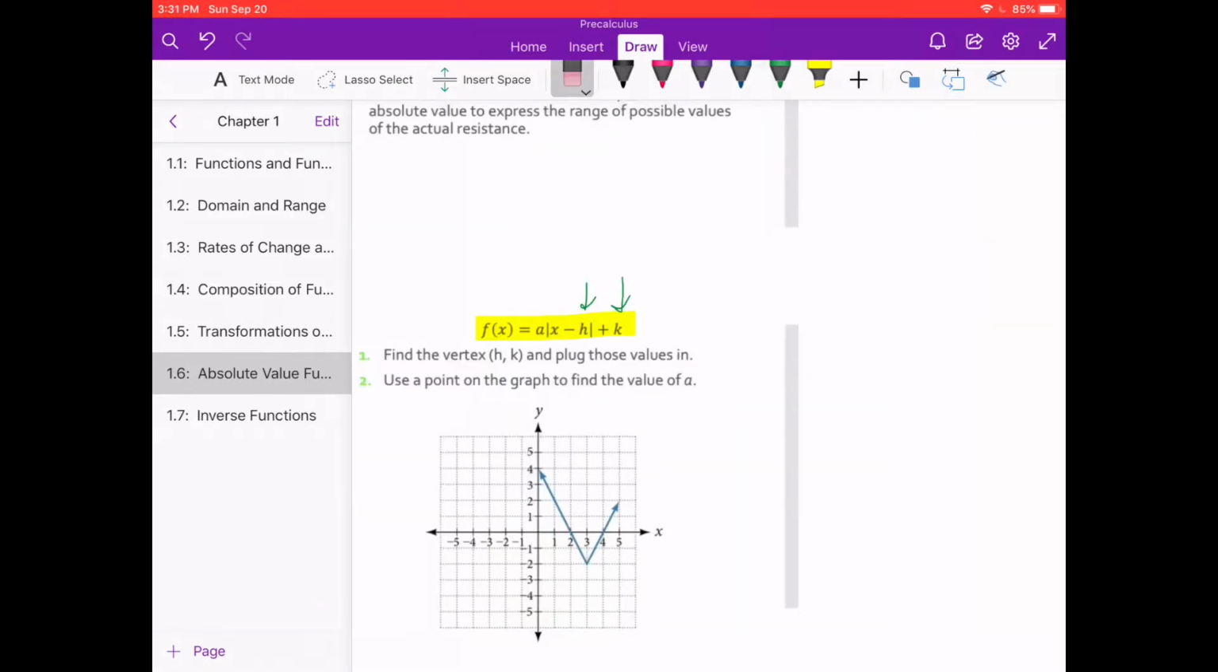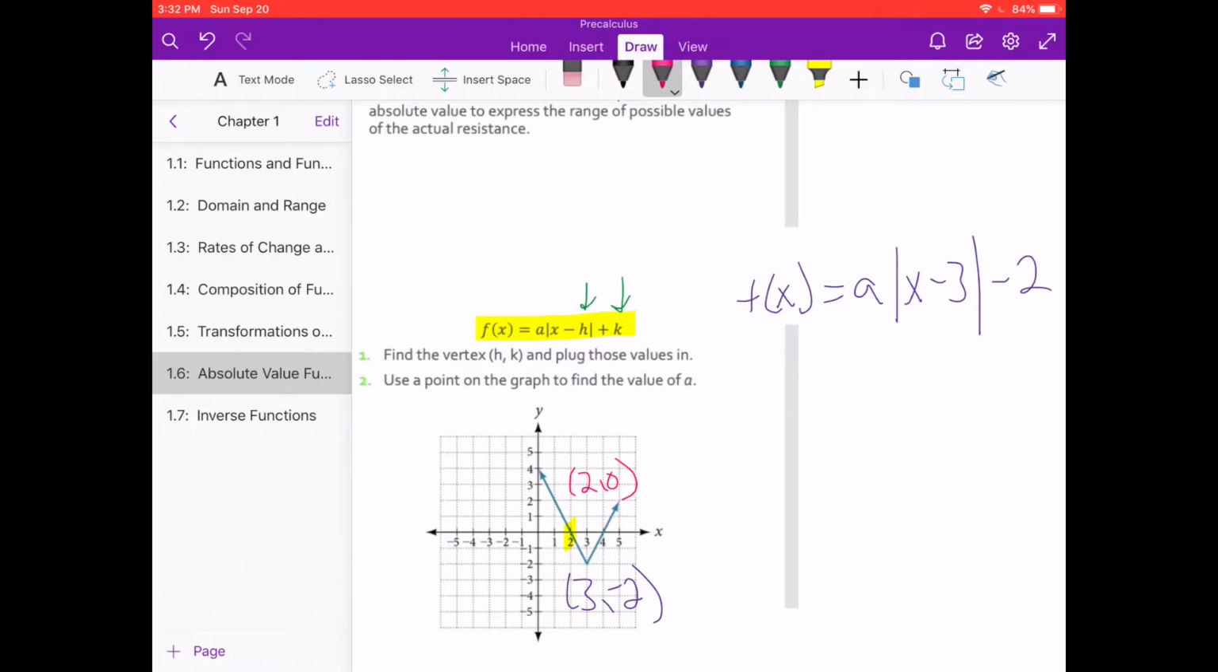So let's find the equation of the graph shown below. I'm going to start out by writing my base function, f of x equals a times the absolute value of x minus 3, plus k. We don't know a, but we can find the vertex, which is 3, -2, so k is -2. And since we don't know a, let's pick a point and then plug it in and solve for a. I like to use easy ones, so I like this point right here, the point 2, 0.